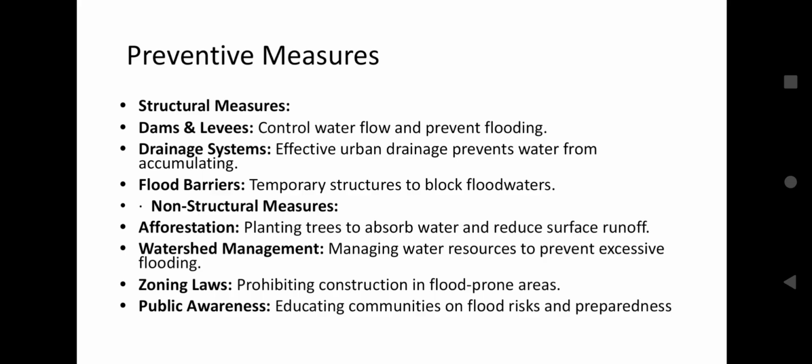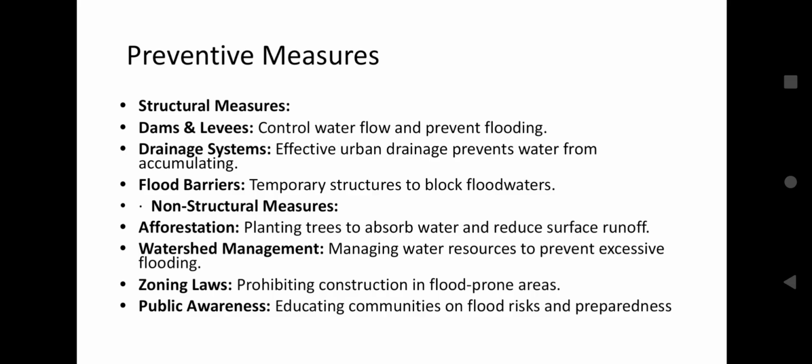What are the preventive measures? Structural measures: dams and levees control water flow and prevent flooding. Drainage systems: effective urban drainage prevents water from accumulating. Flood barriers: temporary structures to block the flood waters.